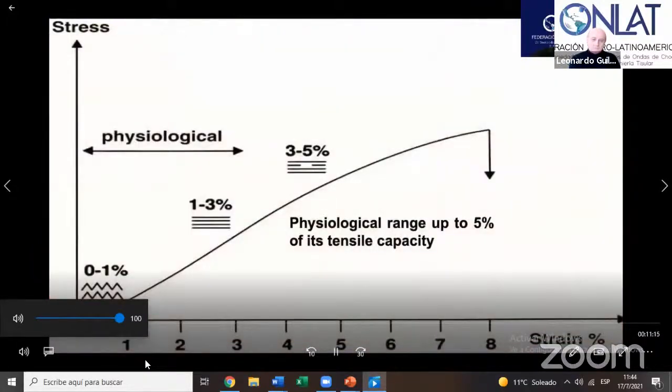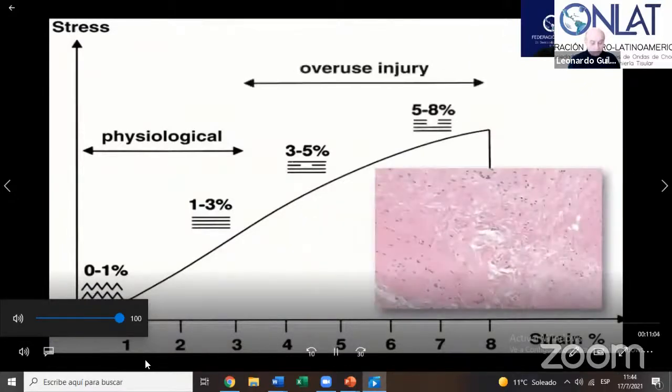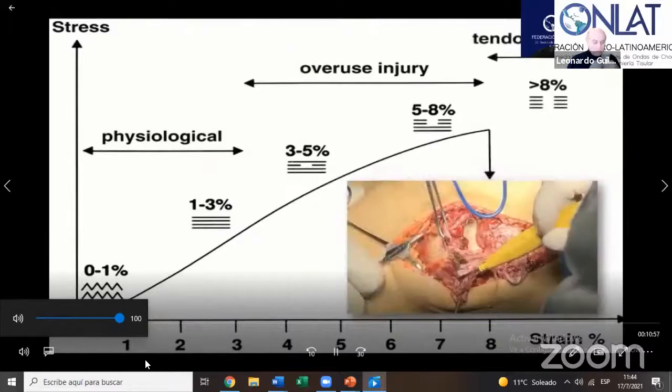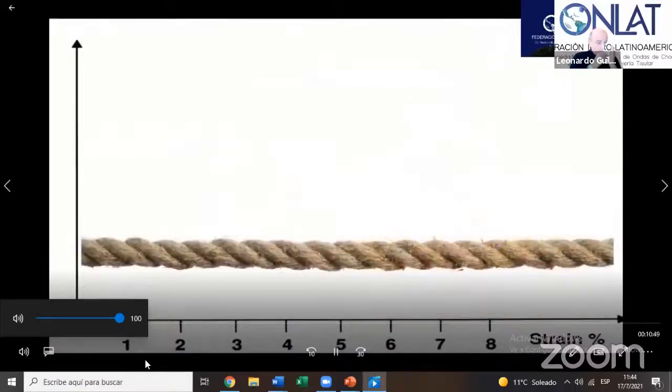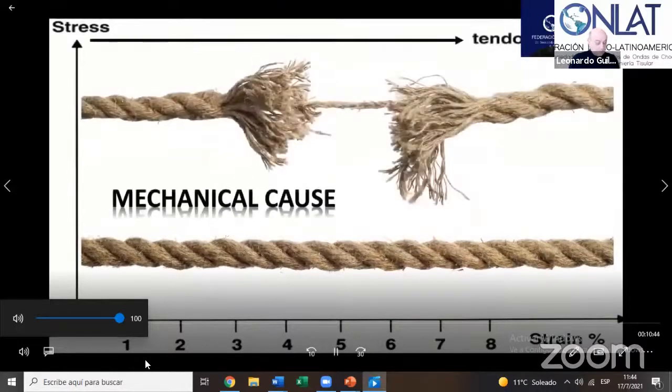It is important to remember that the physiological range of elastic capacity of the tendon is around 5%. Over 5% there is a chance of generating microscopic damage, and at more than 8% of its elastic capacity, the tendon can break. And that is the first cause. The higher the load, the greater the probability of damage.